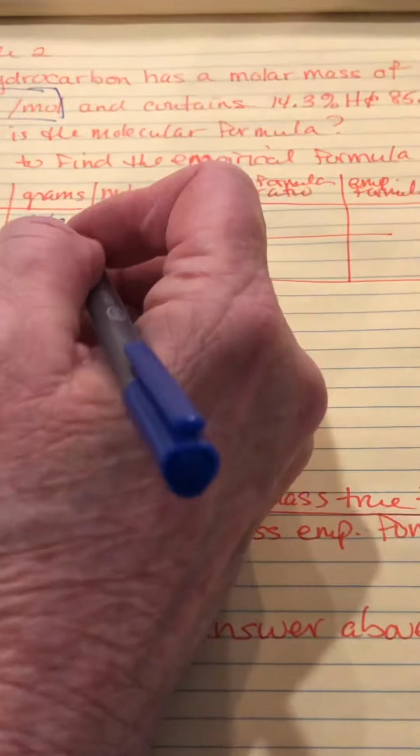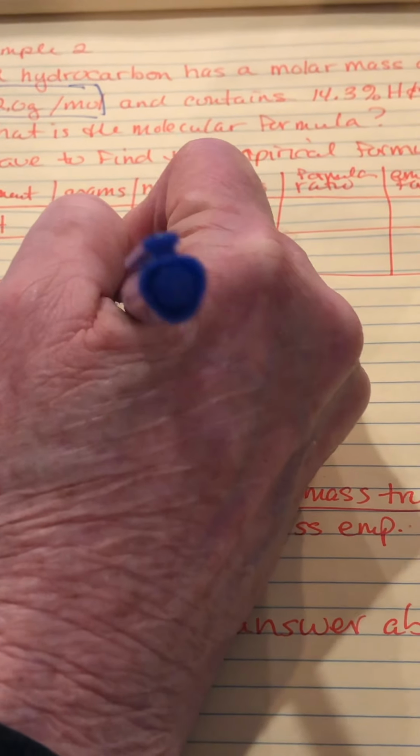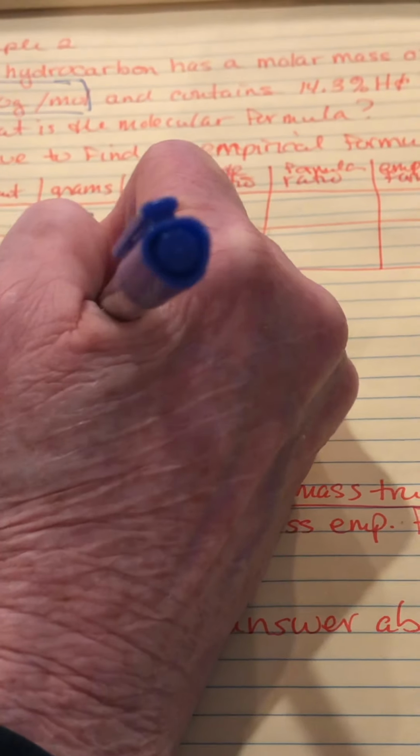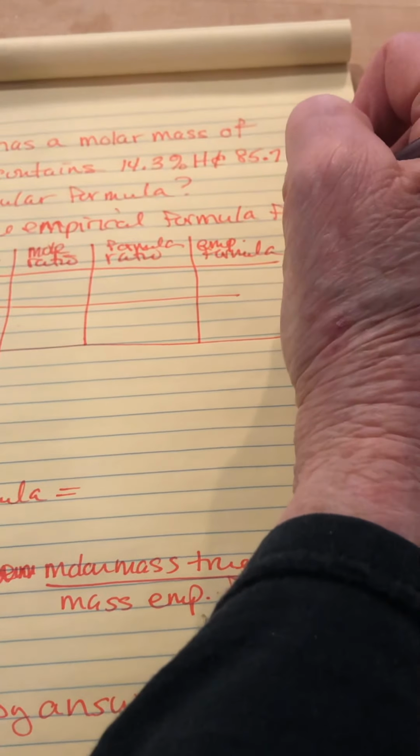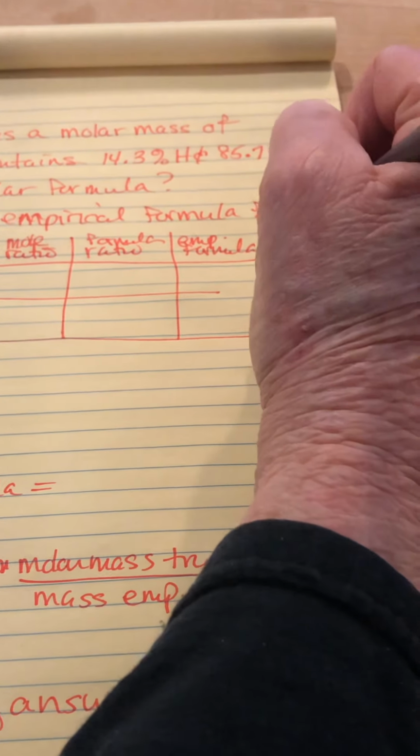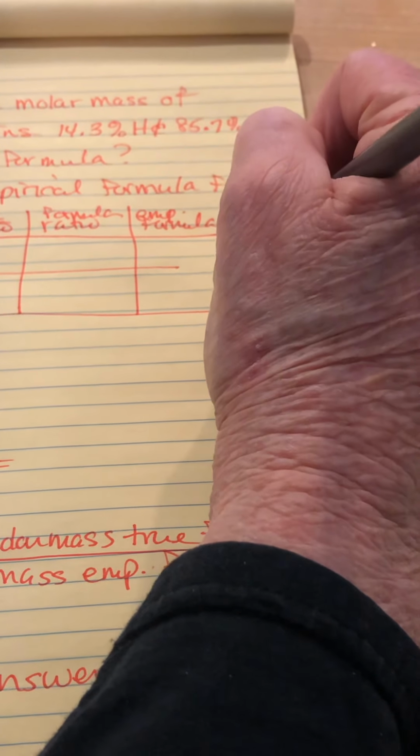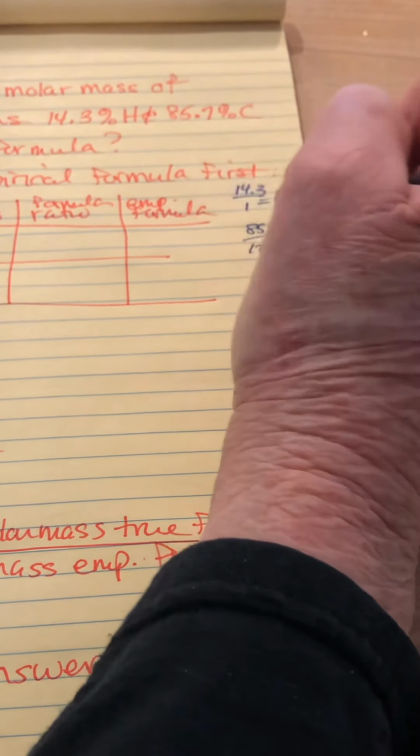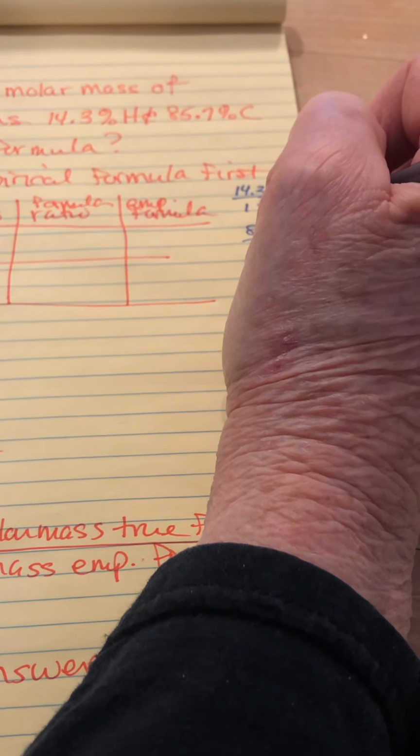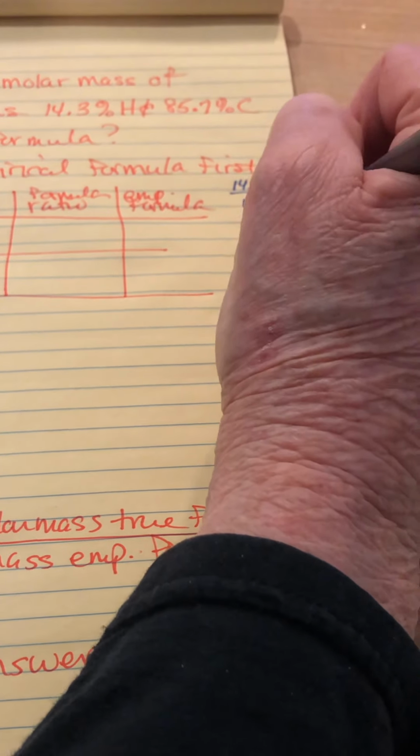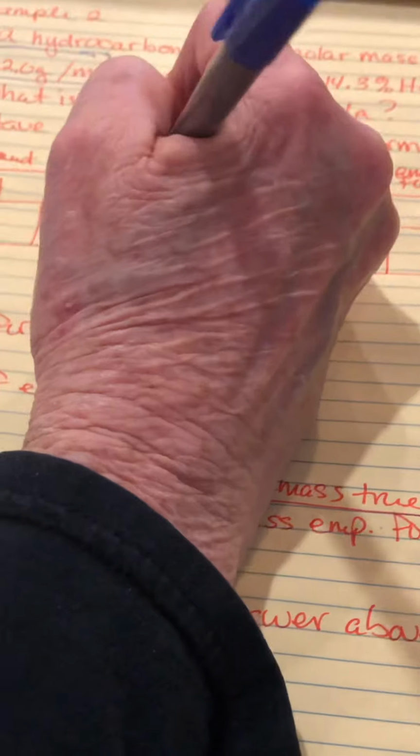Now, to go from grams to moles, remember I divide by the molar mass. So that would be 14.3 divided by 1 is 14.3. 85.7 divided by 12 is 7.14. Not that you can read that, but I'm going to put it down here. So 14.3, 7.14.